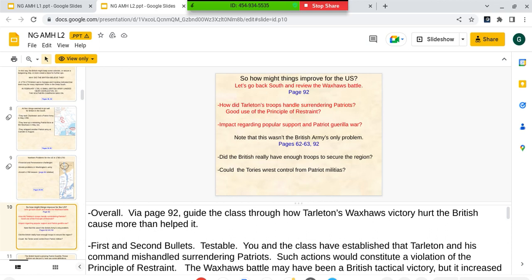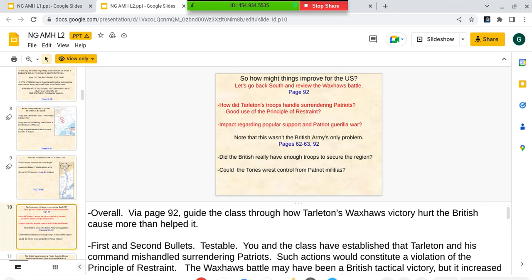And that was really bad because it was so brutal, and it showed how brutal the British were, that it actually rallied a bunch of Patriots to start joining the militia and the army because they saw how awful the British were. And so it kind of helped to fortify the Patriots' cause because of this brutal lack of restraint when they killed all these Patriots that surrendered to them. And that's what's important about the Waxhaws battle.